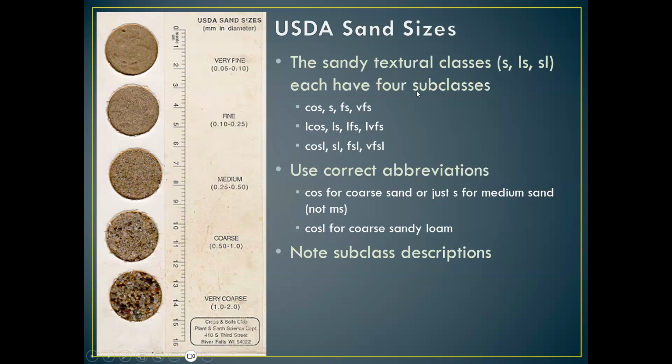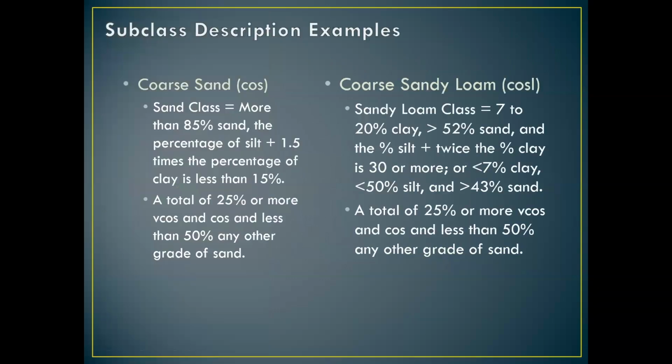So just be aware that if we do have these sand particles, we may have to break them out further, and they do get very technical about what coarse sand is. So first of all, it's the sand class. This is just a verbal representation of what that textural triangle showed us to get to 12 classes. And then this is the part we have to be aware of: a total of 25% or more very coarse and coarse sand and less than 50% of any other grade of sand would call it coarse sand. So if we're in the sand subclass and of the sand that we have, more than 25% is coarse and very coarse and less than 50% is anything else, it's going to be called coarse sand.